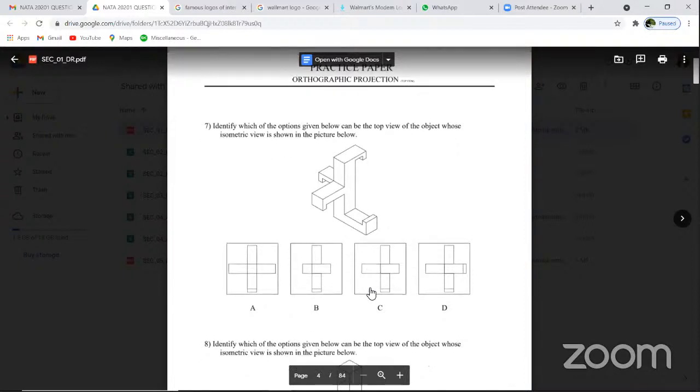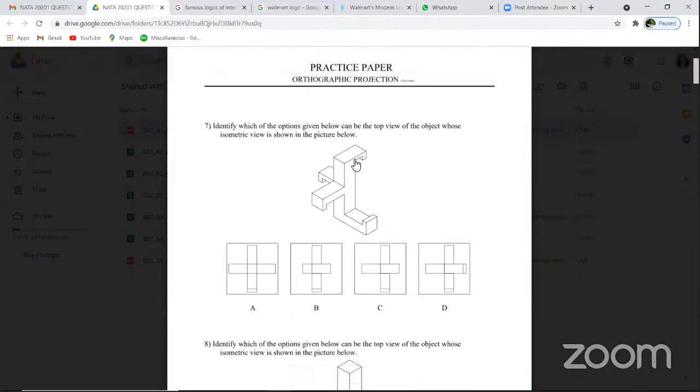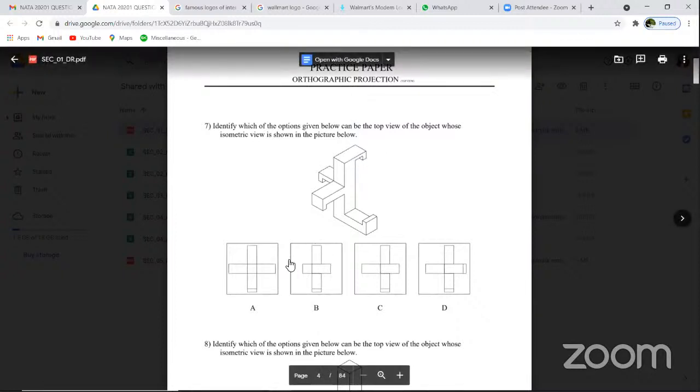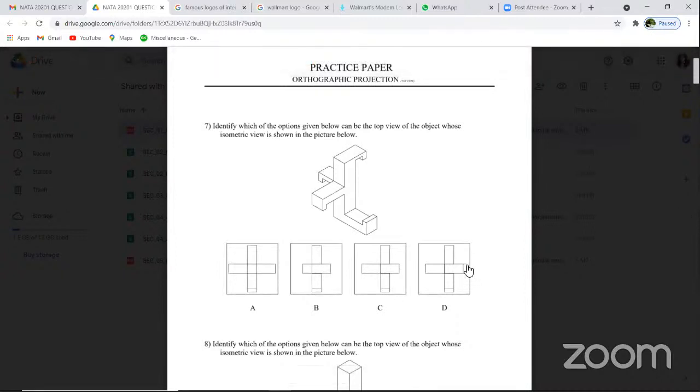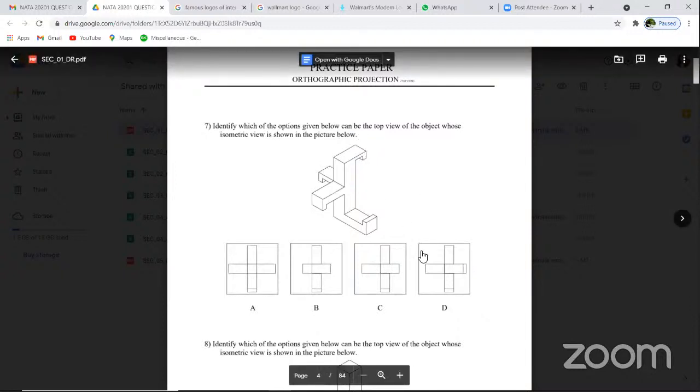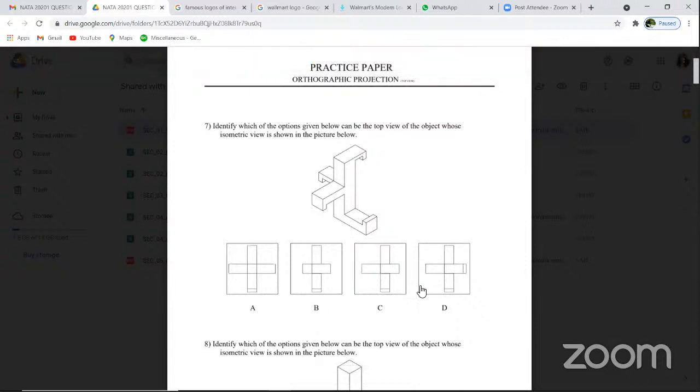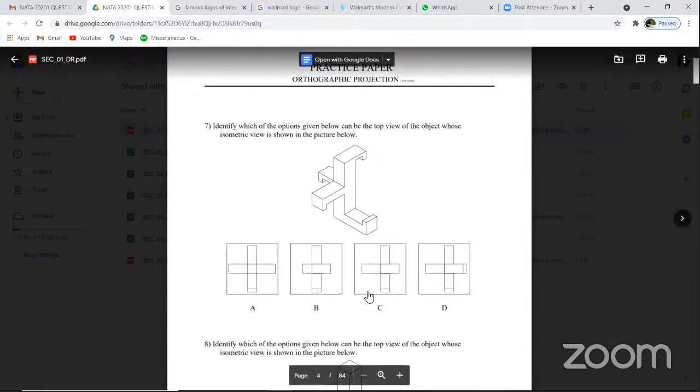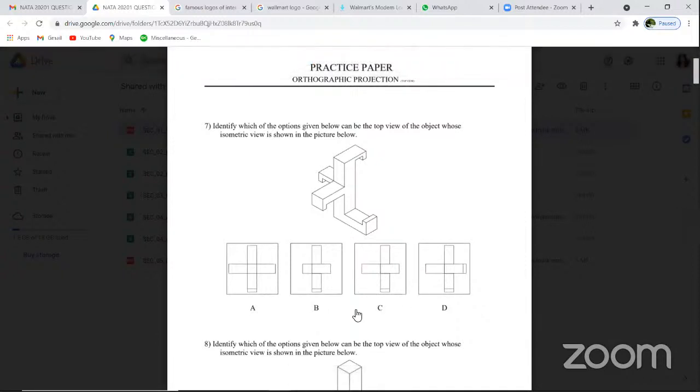Yes, option C would be correct because when you see this block, apart from this, it is longer and here it's shorter. So it cannot be this, it cannot be this, it can be this. Why can this not be? Because the smaller line which is here, the smaller projection, is downwards. From up you cannot really see it. So C is correct. Okay, I hope you guys understood.